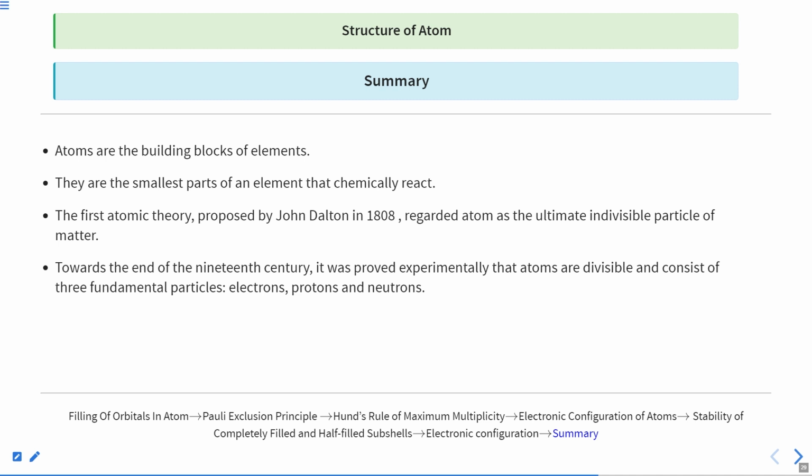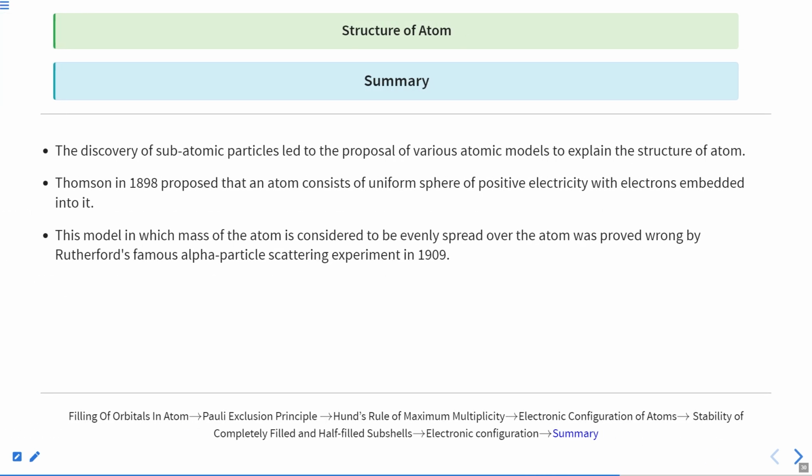So atoms are... this is about the summary. First of all, it was believed that atoms are the building blocks of elements, and they are the smallest particle that can react, that are chemically inert. And it was given by John Dalton in 1808. But towards the end of the 19th century, it was proved that atoms are divisible and consist of three fundamental particles, that are electron, proton, and neutron.